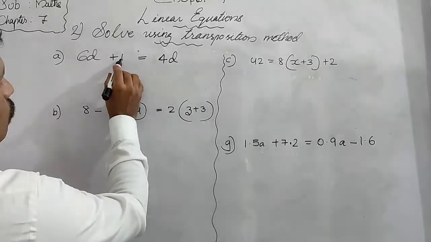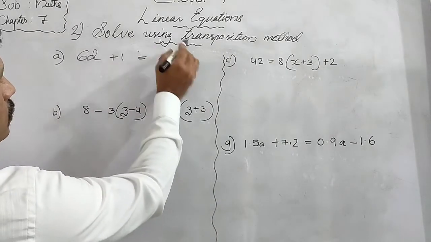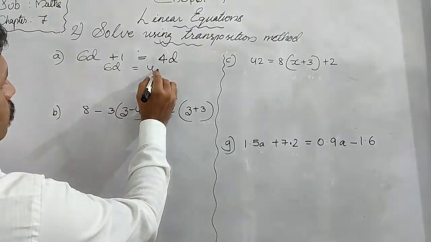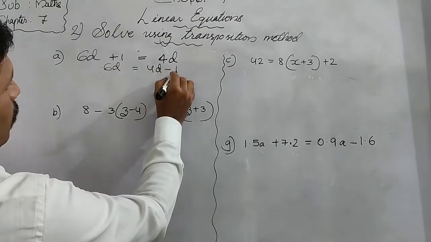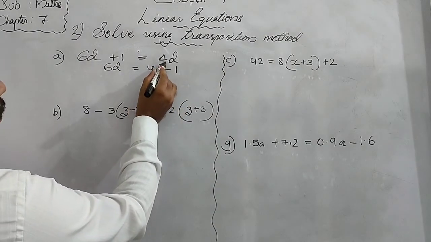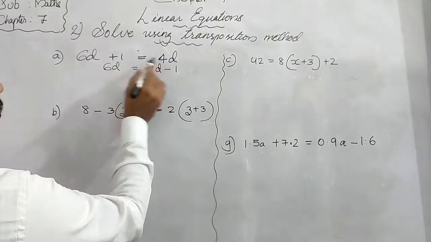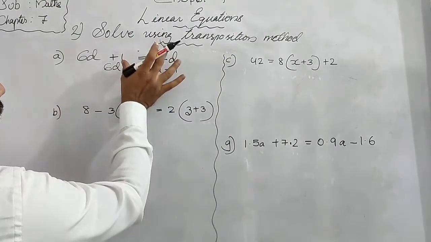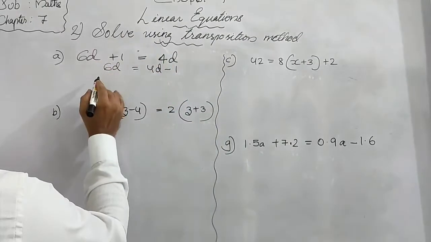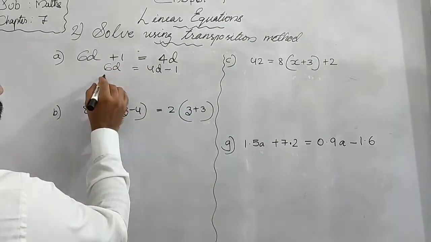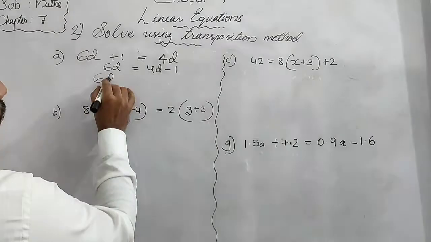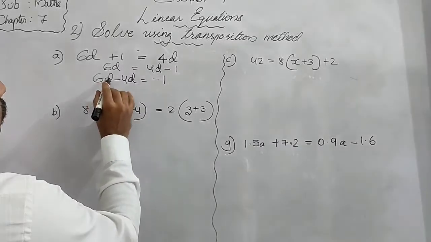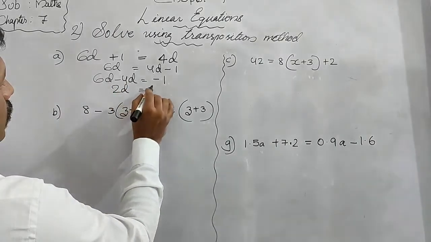So first I am transposing 1 from here. When plus 1 goes to the other side, it changes to minus 1. Therefore, 6D is equal to 4D minus 1. And at the same time, I want to take this D from this side to the other side, because both sides variables are there. The term having a variable, that we bring to one side. So when this 4D is taken to the other side, it changes to subtraction. 6D minus 4D is equal to negative 1. Therefore, we get 6D minus 4D is equal to 2D is equal to negative 1.